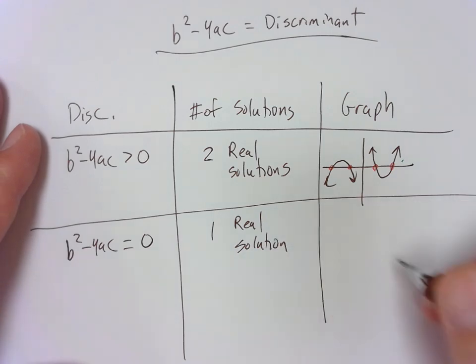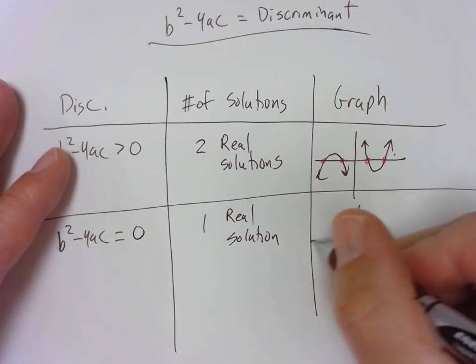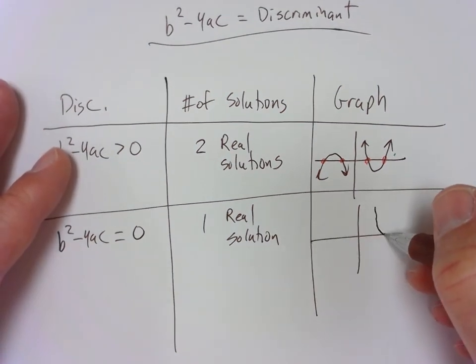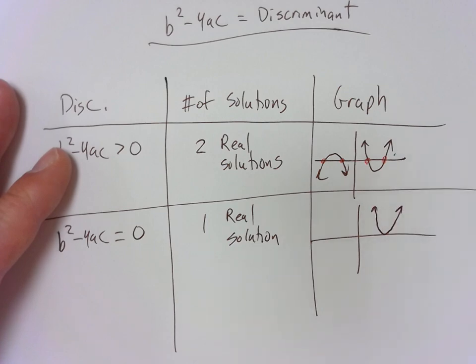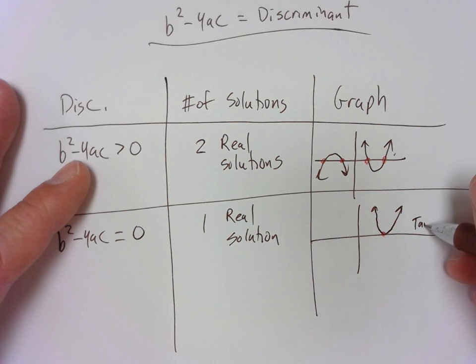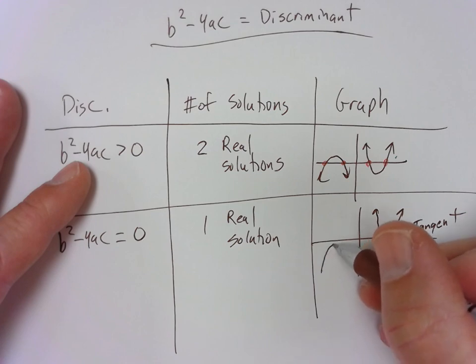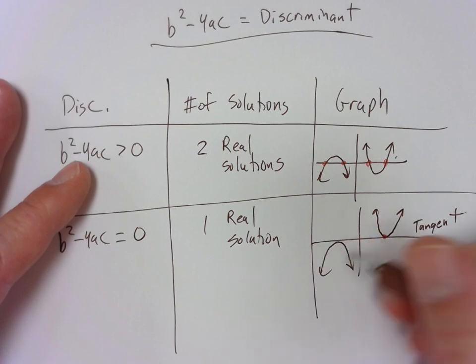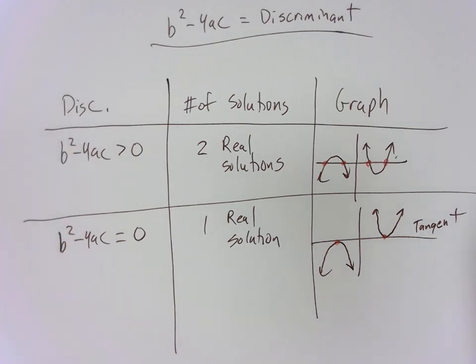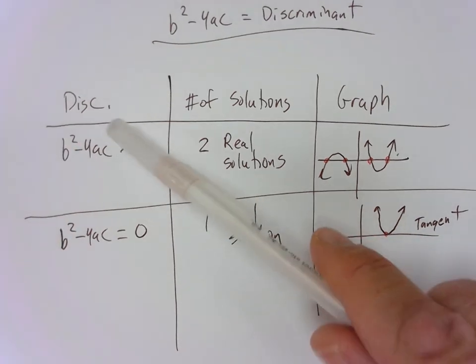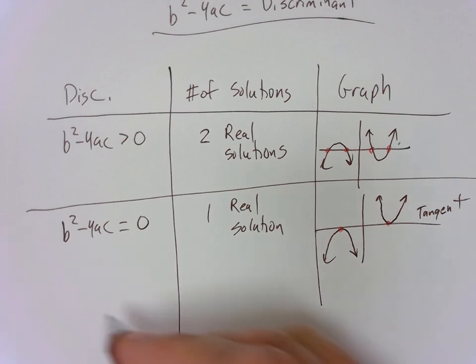And what does that look like? That looks like this kind of situation where it comes down and touches the x-axis in one location, and we call that tangent. It's tangent to the x-axis. Or again, it could be a sad parabola, an upside down parabola touching the x-axis at one point. All right, so there's one real solution.